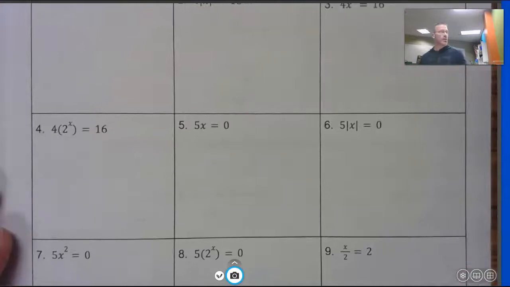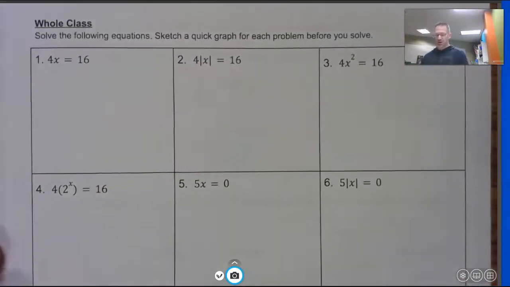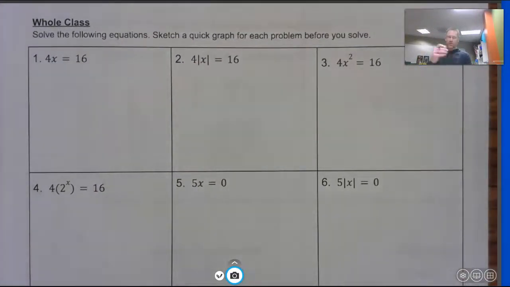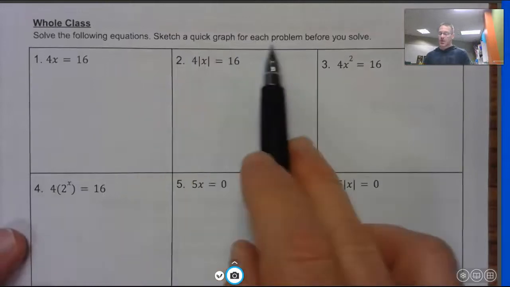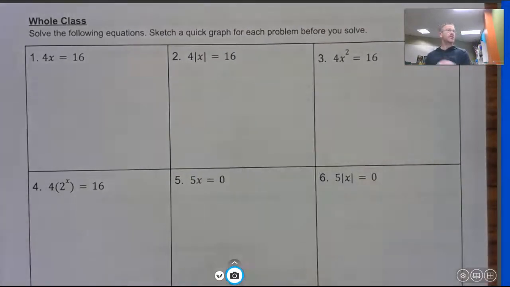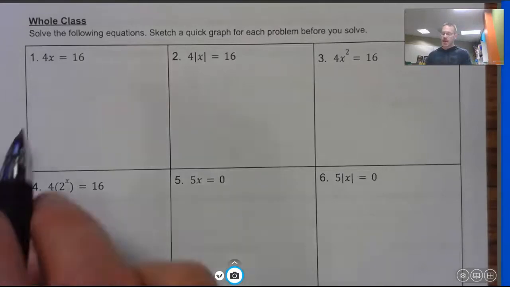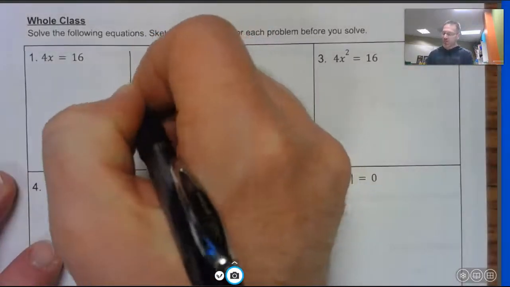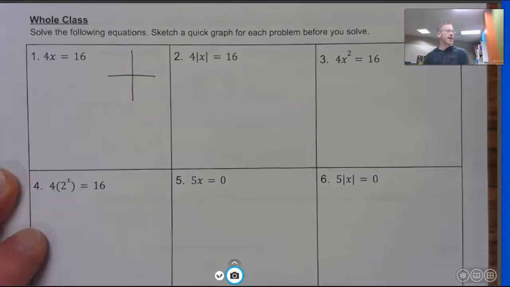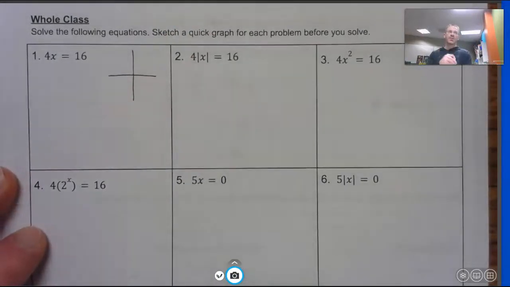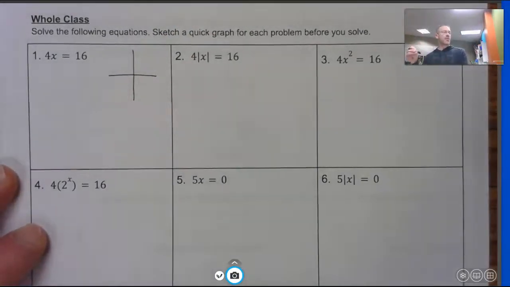Let's turn the page here and look at problem 1. Once again, what you're going to see is that these are really simple problems. Now, sketch a quick graph before you solve. This is really just to help you understand what kind of solutions, or how many solutions, I should expect. All we want you to do is a 15-second graph: starting point, does it open up or open down? Graph your horizontal line for now.